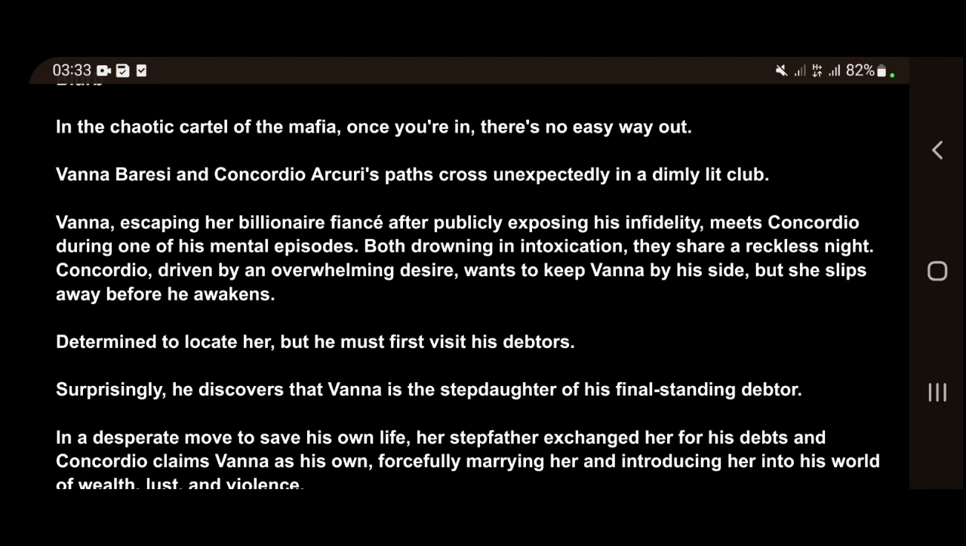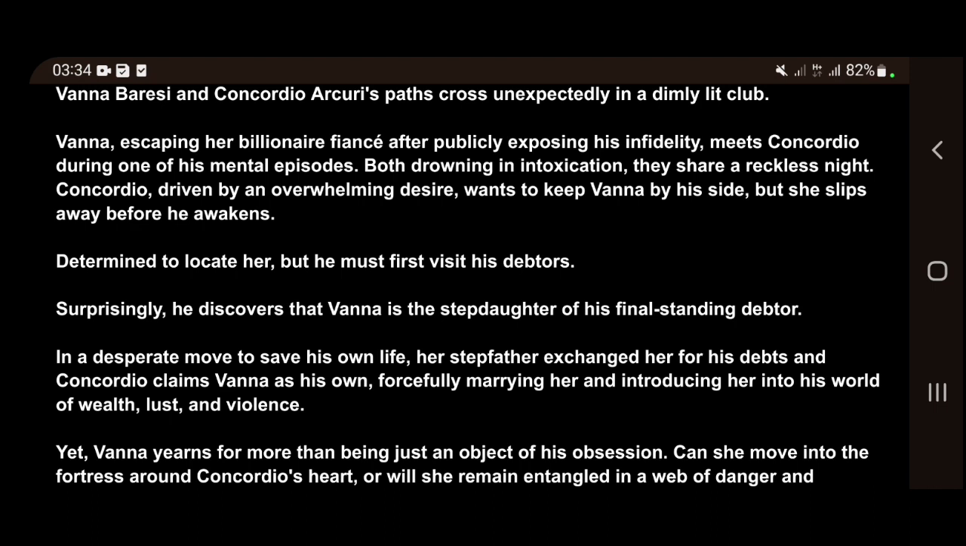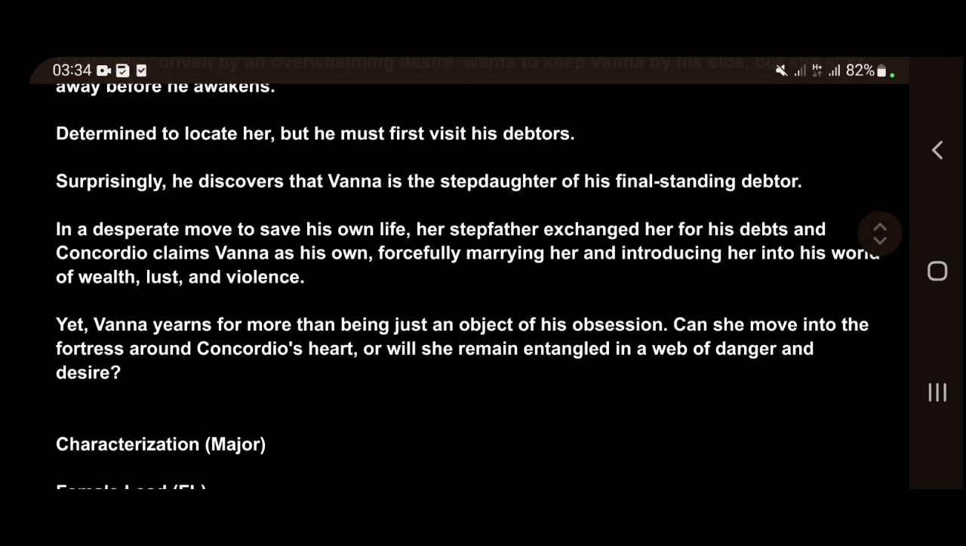Crocodile, driven by an overwhelming desire, wants to keep Vanna by his side, but she slips away before he awakes. Determined to locate her, he must first visit his debtors. Surprisingly, he discovers that Vanna is the stepdaughter of his final standing debtor. In a desperate move to save his own life, her stepfather exchanged her for his debts, and Crocodile claims Vanna as his own, forcefully marrying her and introducing her into his world of wealth, loss, and violence.